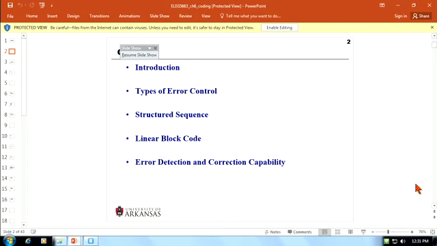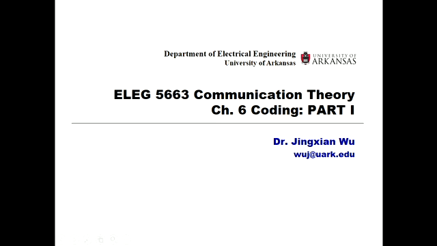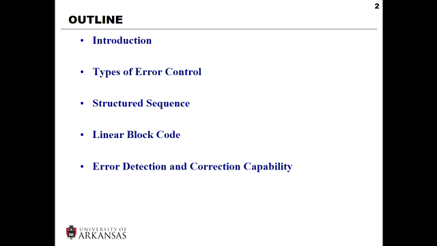All right, so before Thanksgiving, we talked about channel coding. For channel coding, we first introduced the basic concept of channel coding, the motivations, and how it works. Then we talked about the two different types of error control. One is called forward error control, and the other one is error detection.